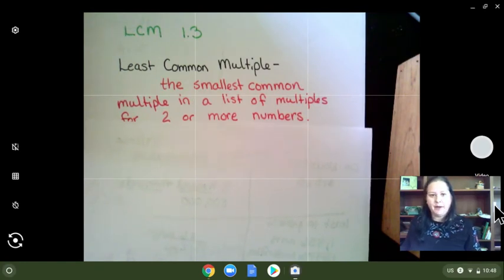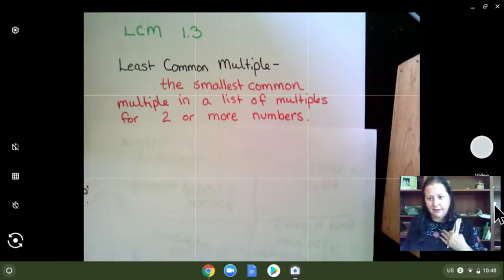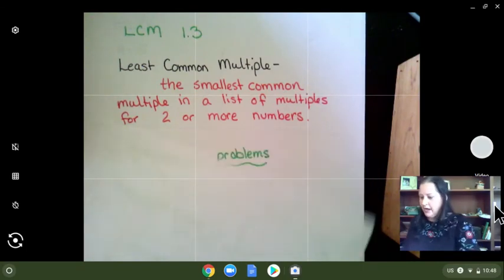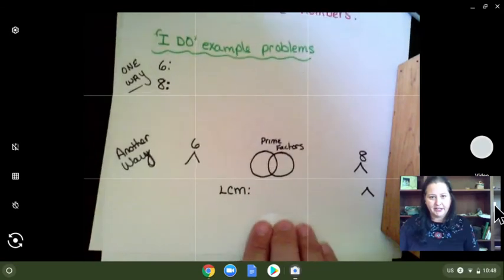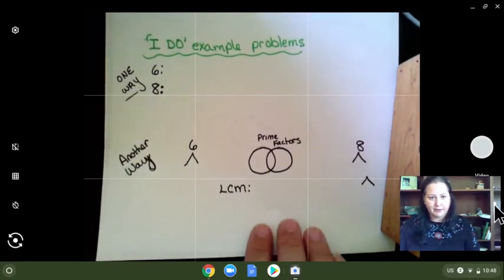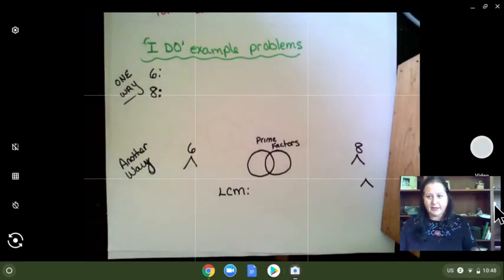So I'm not going to have you write down the I do's. I'm going to go ahead and do 2 problems for you that do not need to go in your notes. Please just watch and absorb the information. So here's our I do problems, and there's 2 ways they expect you to learn how to do least common multiple.